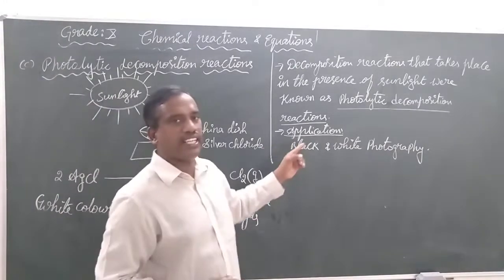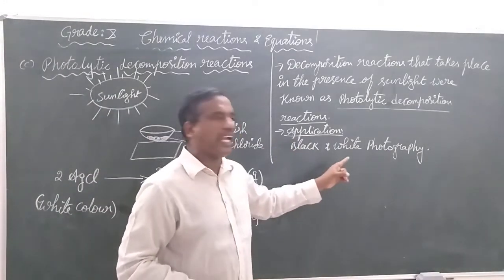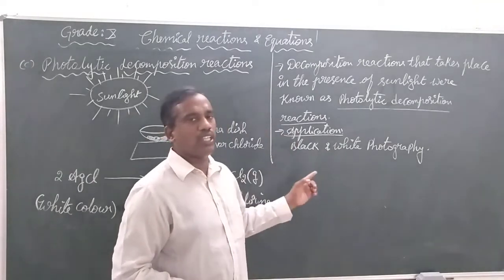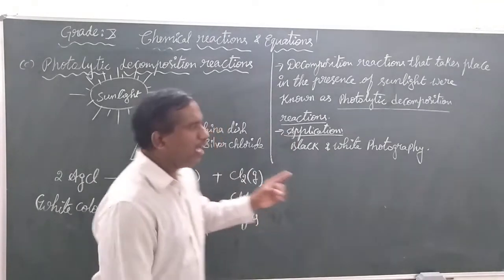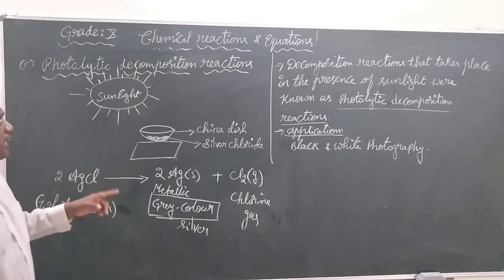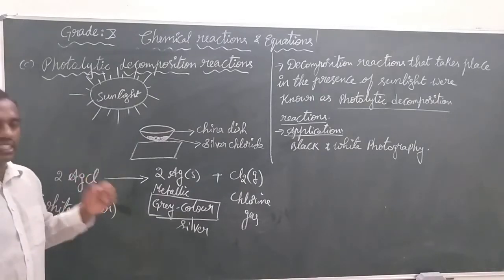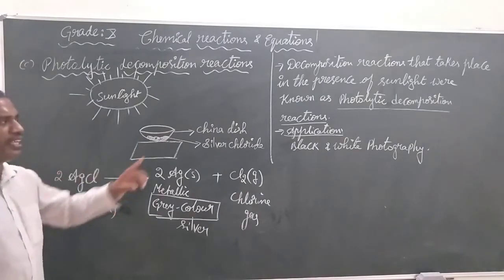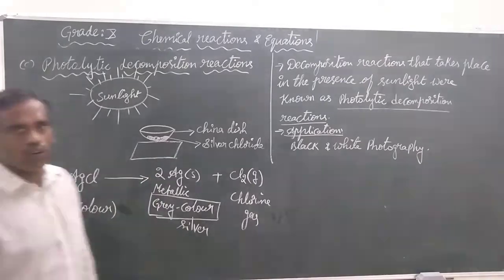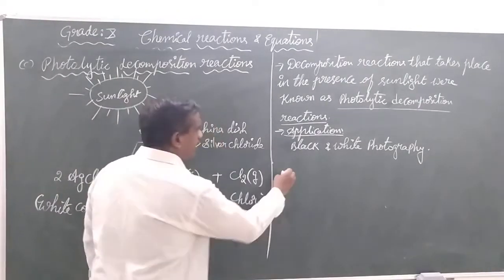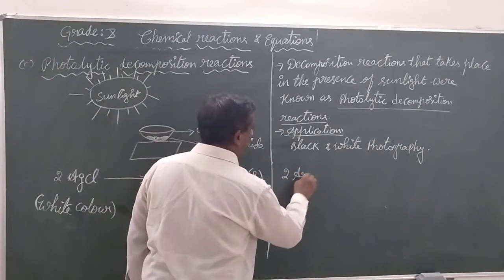So the application is, this is used in black and white photography. Which is used in black and white photography? The photoelectric decomposition reaction of silver chloride is applied in black and white photography. Not only that, you can take even silver bromide.